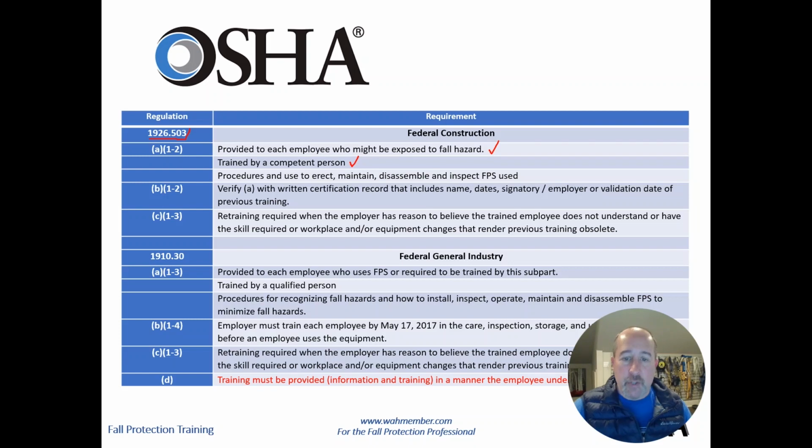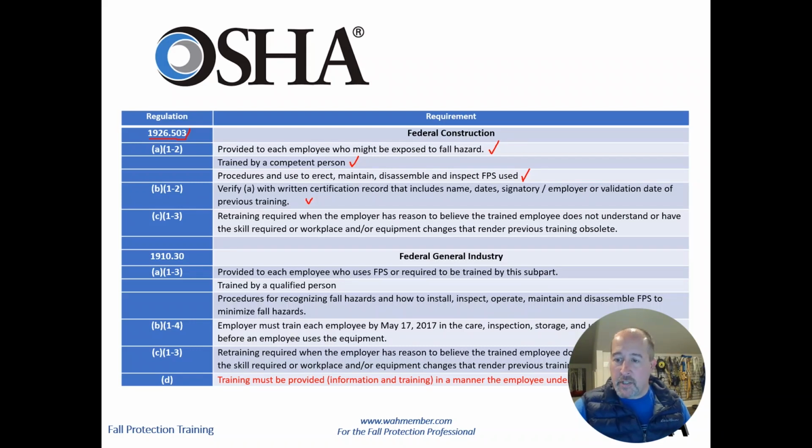Okay. Training has to include the procedures to erect, inspect, maintain, and assemble all fall protection systems used. There has to be a written certification record that includes the details of the training, names, dates, employer signatory, or if you're relying on previous training from a different employer or a different source, you have to include the validation date, or what date you validated that previous training actually works. So there has to be this written certification record.